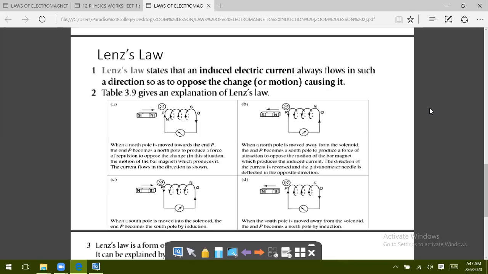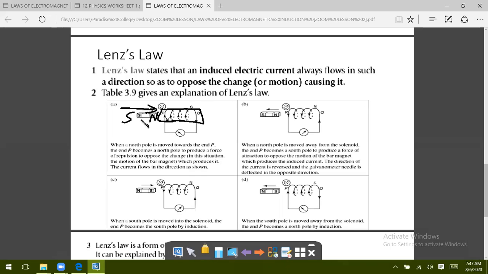we get a permanent magnet here, south pole on this end, and north pole out here. Once the magnet is moved to the right, let's say the north pole is moved into this part of the coil, which is the solenoid. What happens is that the law states that the induced current will always flow in a direction so as to oppose the change or the motion causing it.